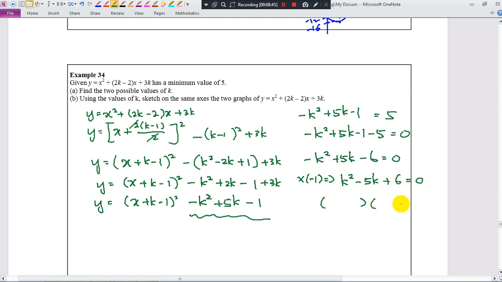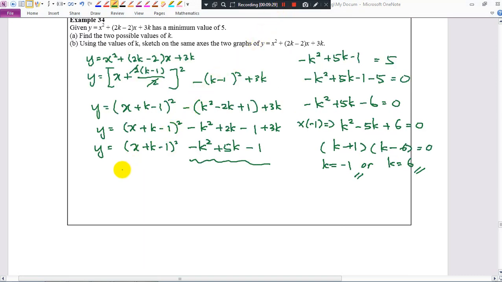So just do some factorization. You can use your calculator to help you. Here 6, 1, minus or plus. Let me check again, correct or not. Negative 6k plus 1k, negative 5k. So k is equal to negative 1 or k is equal to 6. These are the two values of k. So part B: using the values of k, sketch on the same axis the two graphs. This one should be no problem, right?